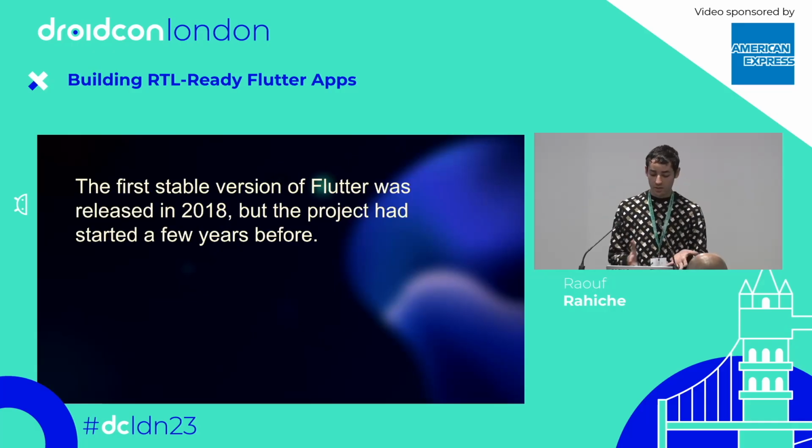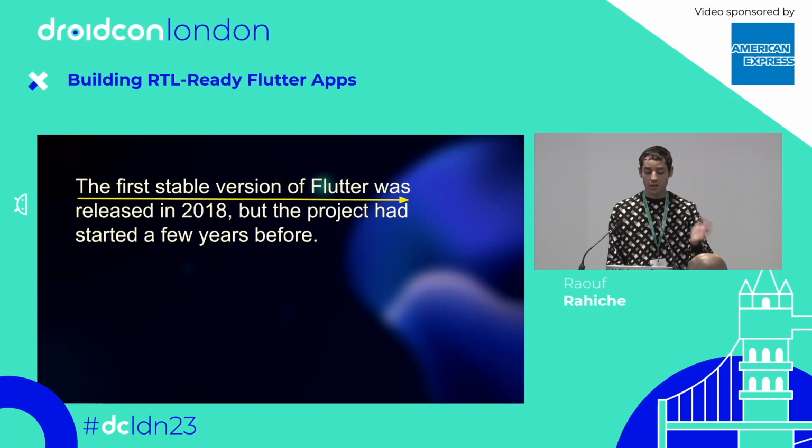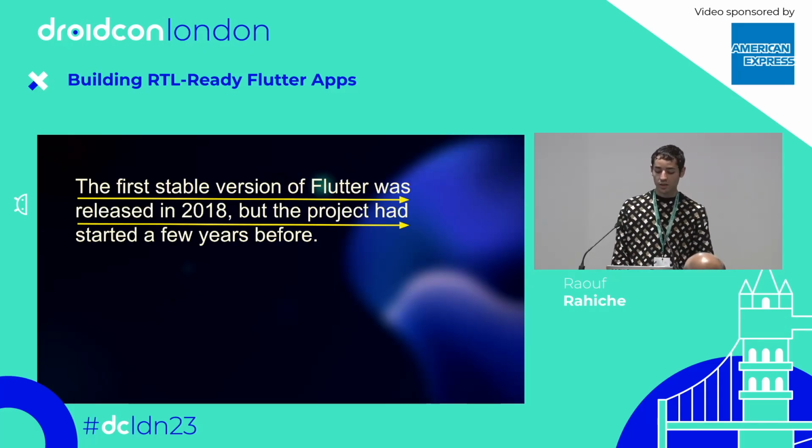So we have seen the first problem, or the first issue here. The next one is, if you want to read this as an English speaker, you read it from left to right. The first stable version of Flutter was released in 2018, but the project had started a few years before.